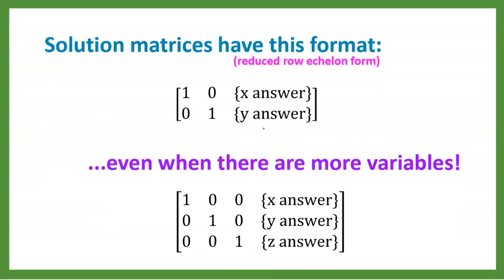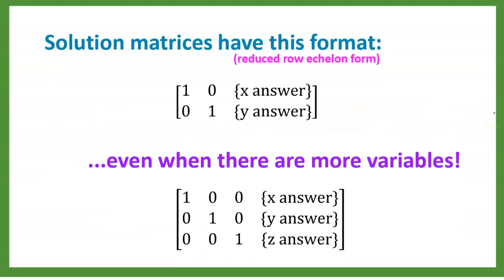Now this is true even if there are more variables. Remember, systems of equations can have more than 2 equations. They can have more than 2 variables. They can have 3, they could have 4, they could have 100. But it would follow the same pattern. We'd still have 1s on the diagonal, zeros in the other spaces, and then an additional column with each of the variable answers.